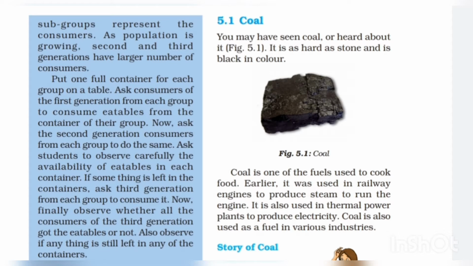Ask students to observe carefully the availability of eatables in each container. If something is left in the containers, ask the third generation from each group to consume it. Now finally observe whether all the consumers of the third generation got the eatables or not. Also observe if anything is still left in any of the containers.